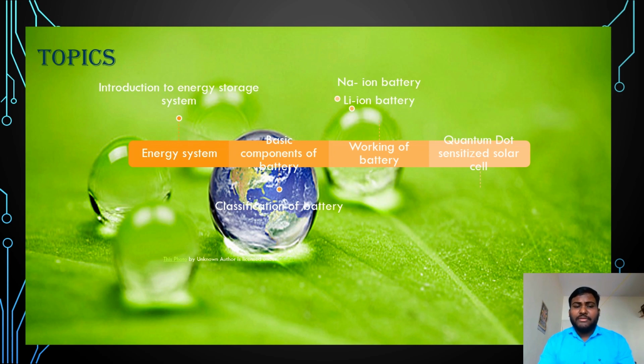Introduction to energy storage system. What is an energy storage system? Basic components of a battery, classification of a battery, and working of a battery. Examples: Na-ion battery and lithium-ion battery. And last, coming to quantum dot synthesis solar cell.